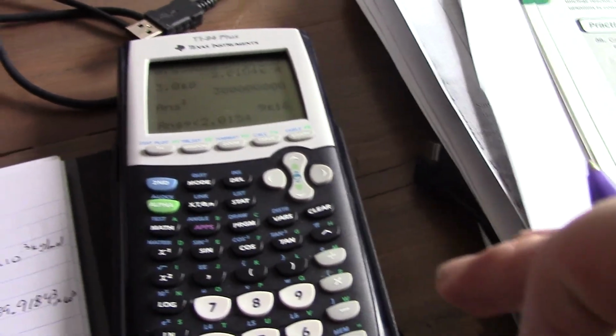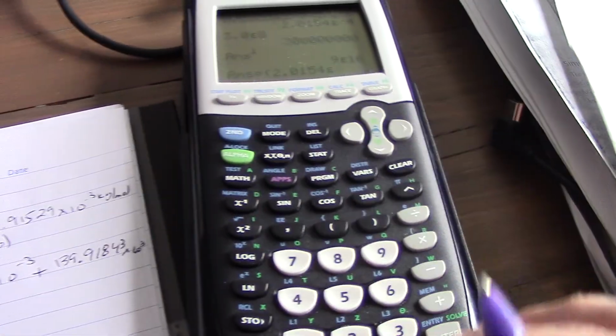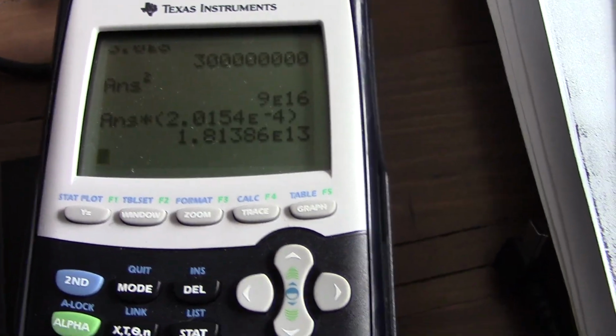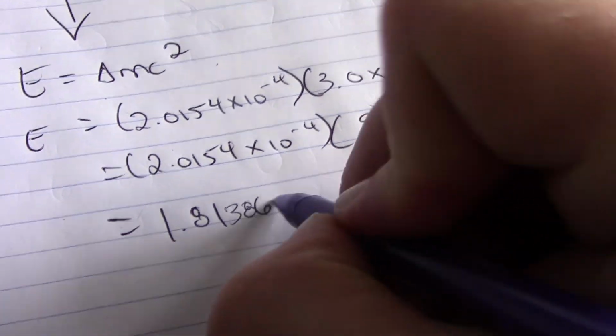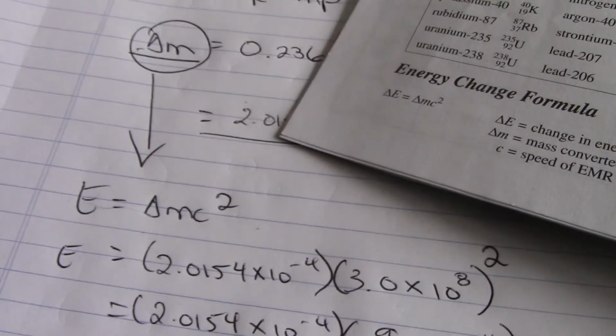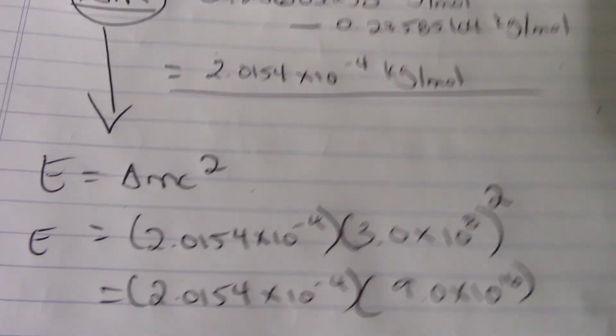Okay, so let's multiply that, 2.0154 multiplied by 9.0 times 10 to the 16th, and I get 1.81386 times 10 to the 13th joules. Okay. And that's how we use E equals mc squared. So you can see there's a massive amount of energy released for a very small mass change.